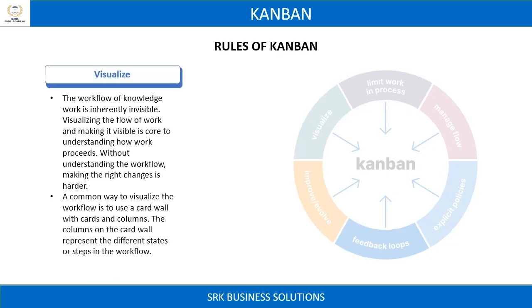Now rules of the Kanban. First is visualize. Visualizing the flow of work and making it visible is core to understanding how work proceeds. Without understanding the workflow, making the right changes is harder. A common way to visualize the workflow is to use a card wall with cards and columns.